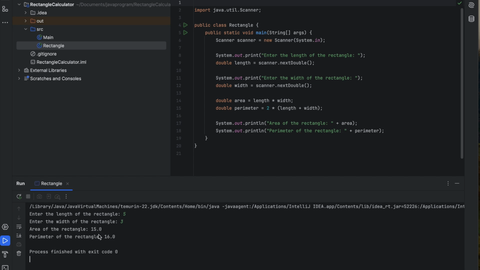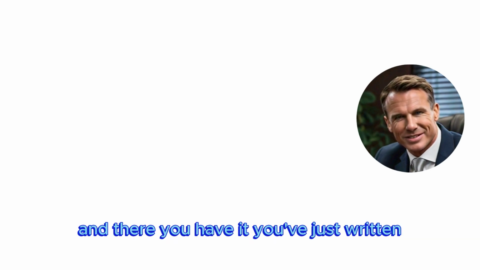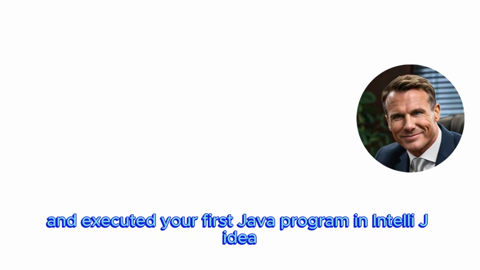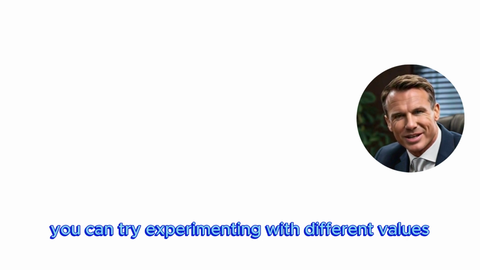And just like that, the program calculates the area and perimeter and prints the results right here. For a rectangle with a length of 5 and a width of 3, the area is 15 and the perimeter is 16. And there you have it. You've just written, compiled, and executed your first Java program in IntelliJ IDEA. It's that easy. Now you can try experimenting with different values or even add more features to your program.